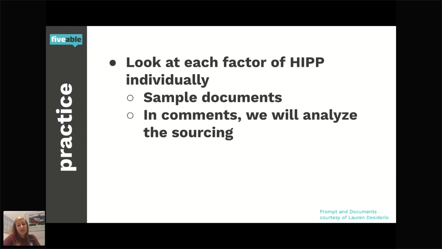And so we're going to be looking at 4 different documents so we can look at each of these. Note, you only have to do, for 3 documents, 1 part of HIPP. So historical situation, purpose, point of view, intended audience. You just have to do one of those for 3 different documents, and you can change it up and do 3 different parts, or you could do 2 intended audience and 1 purpose.